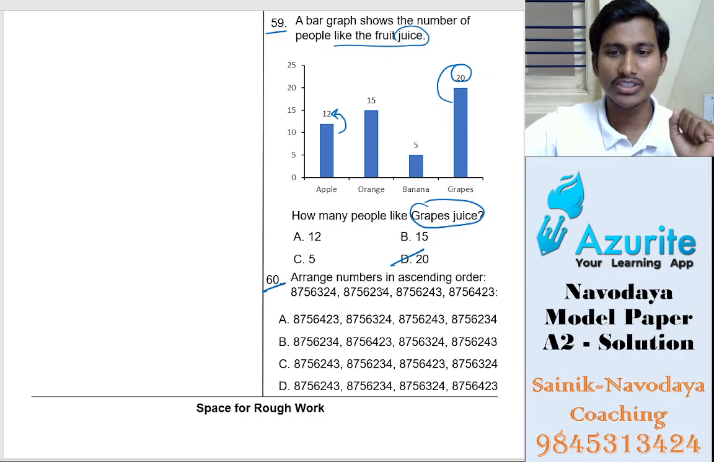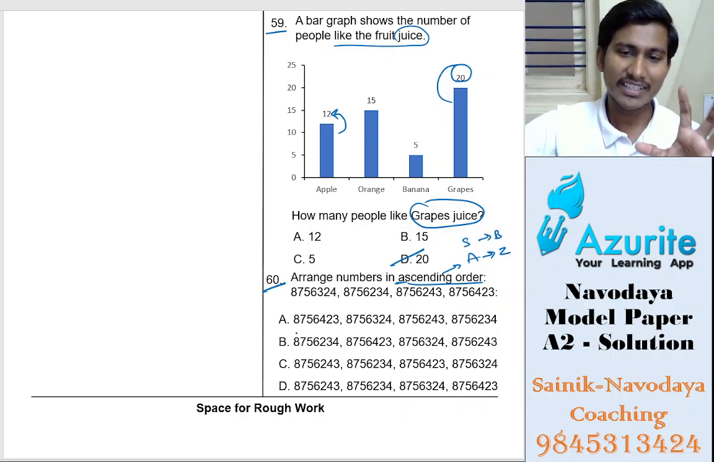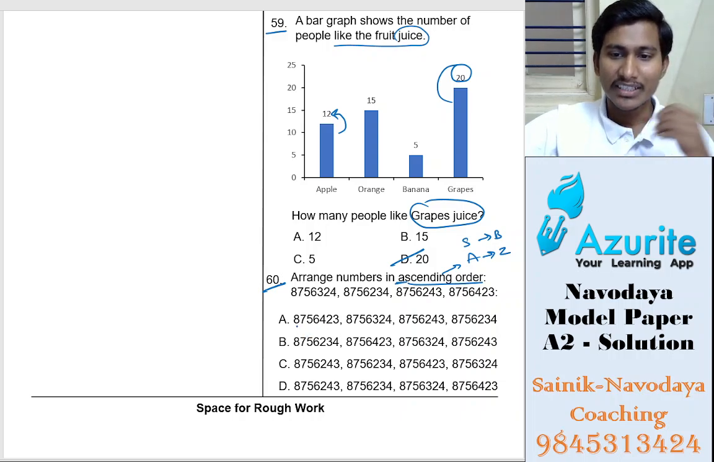Okay, now here 60 question. What is the 60 question? Arrange in ascending order. Ascending means that is A to Z. A is there, right? So A to Z, that is small to big, we have to arrange. Okay, so what is the answer here? So check here, 8 is there in same, 87. So let's go option wise. So 8 7 5 is same, next 6 is also same, that is next 4 here, next 3 here, next 2 here, next 2 here. Okay, so 4 3 2 2.